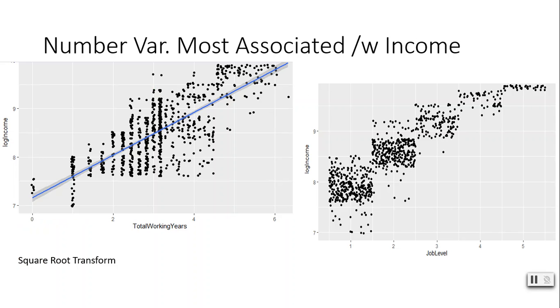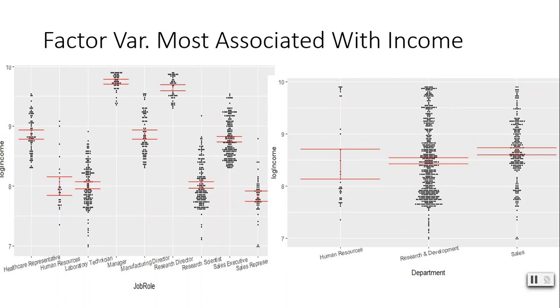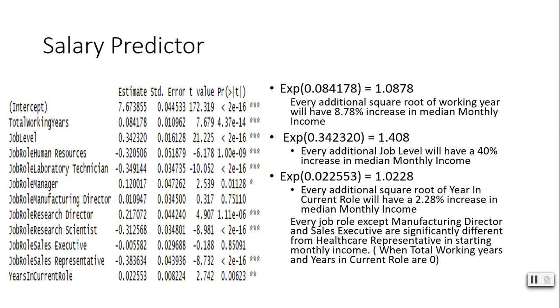And the second predictive model that was created was used to predict income, and we can see the two variables most linearly correlated to income were the square root of total working years and job level. We can see the factors that are most associated with income are the job role factor and the department factor. Through trial and error, I arrived at a multivariate regression model that used total working years, job level, job role, and years in current role to predict an employee's salary.